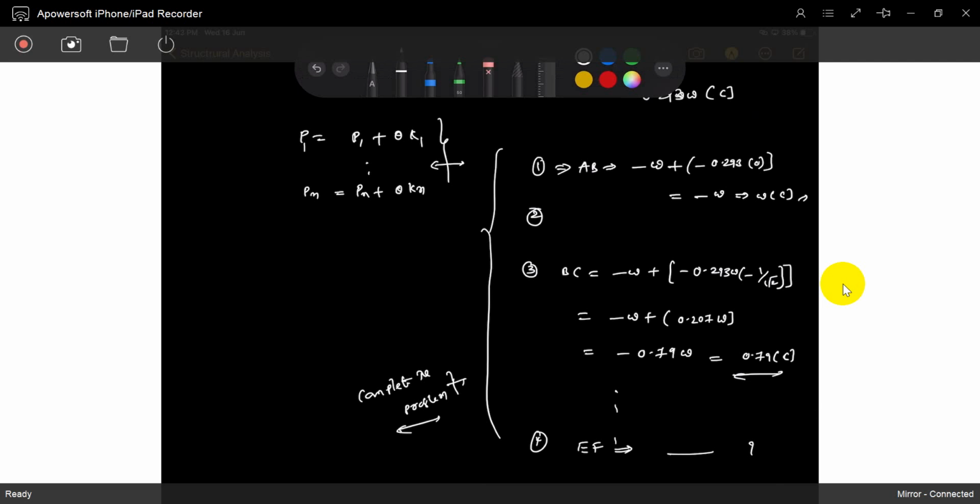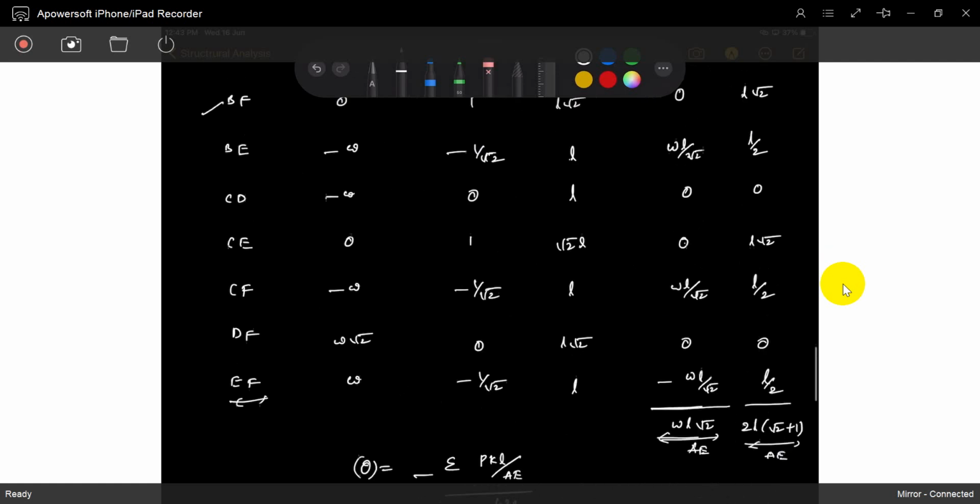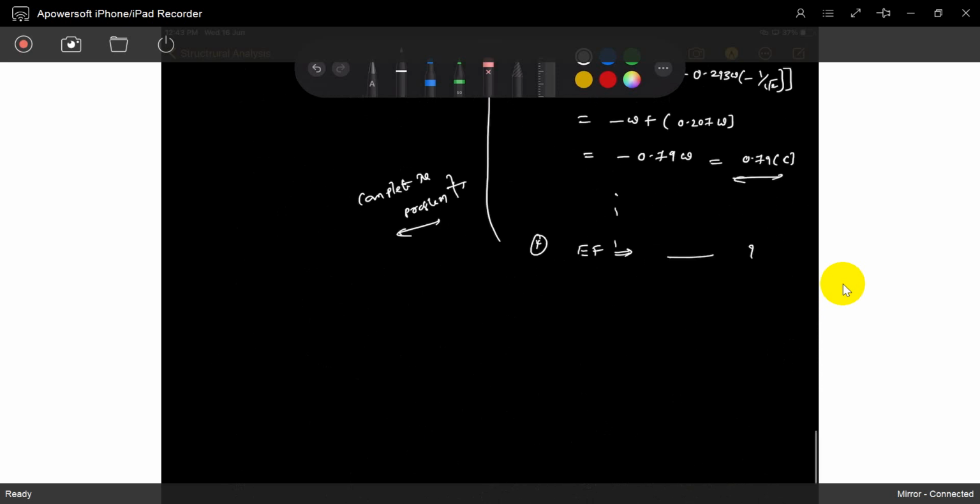Redundant member forces. Every problem has the same procedure, so there is no need of doing so many problems. You can choose any member as redundant. So I will give an assignment.